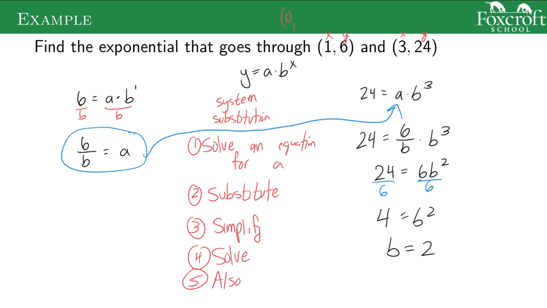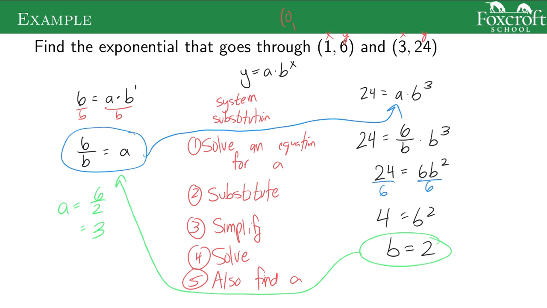And then make sure we also don't forget to find a. Right, but now we know that b is 2. A is 6 over b, which is 3. So my final answer is going to be y equals a, which is 3, times b to the x. All right, so that is our equation that goes through those 2 points. All right, one good idea that we're not going to do in the video just for time is taking your numbers and plugging them in. So if I plug in 1, I should get 6. If I plug in 3, I should get 24.